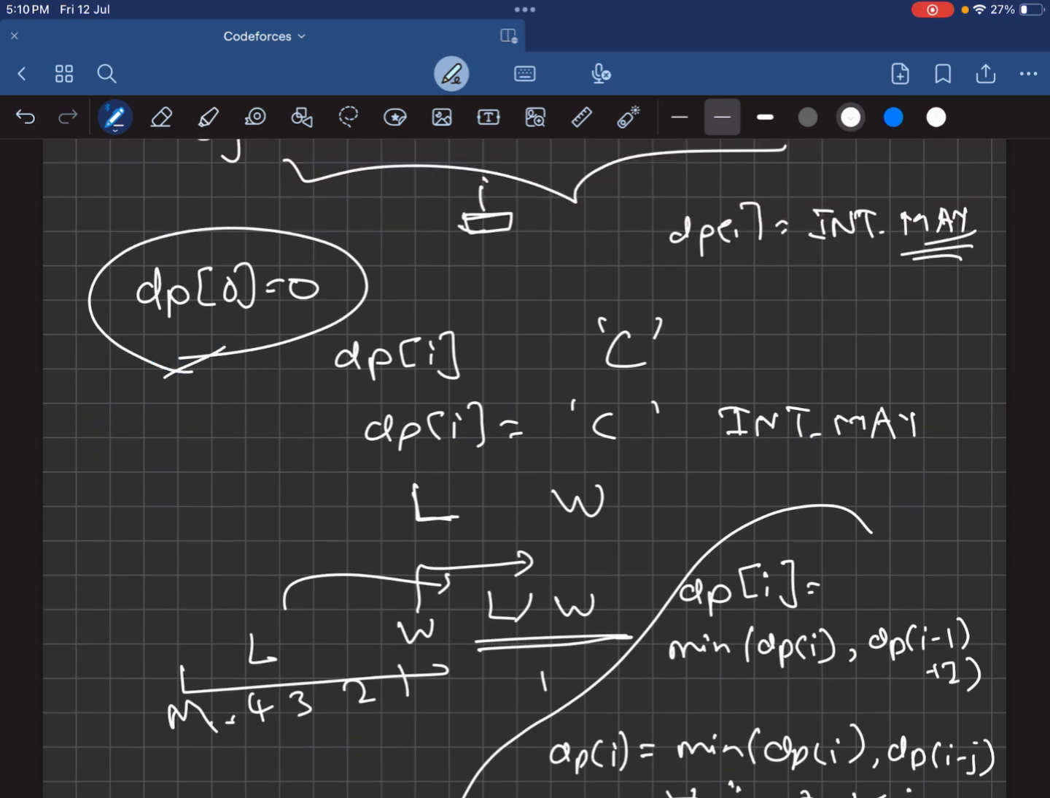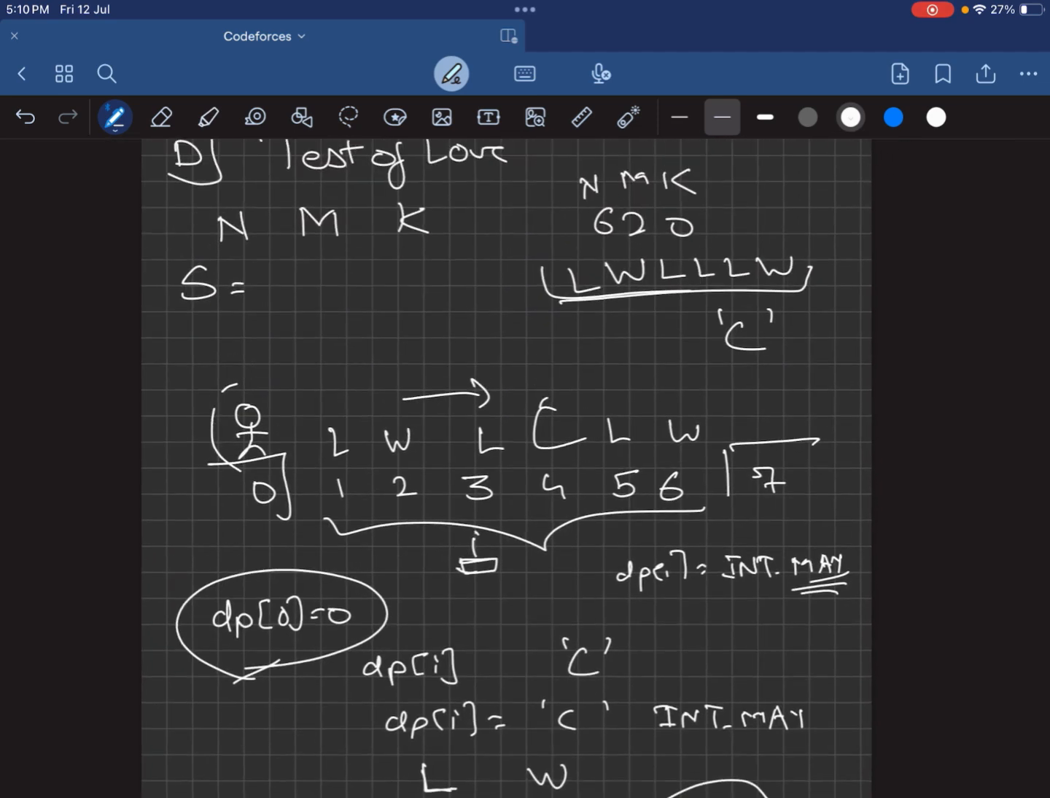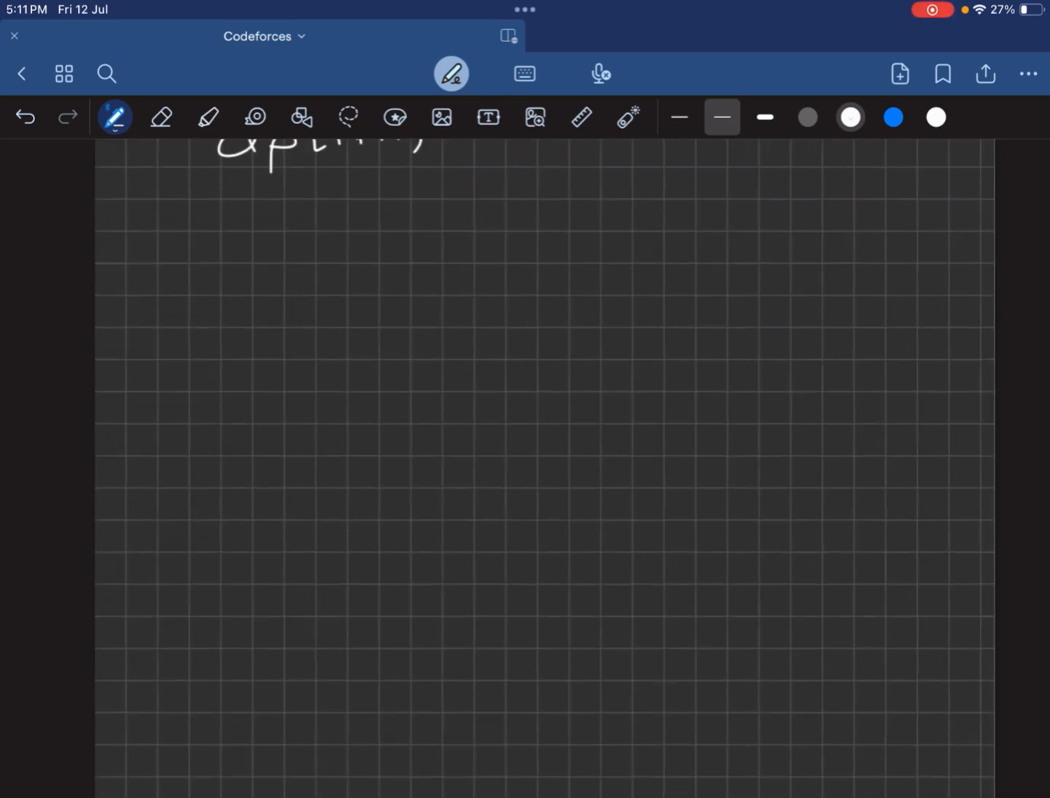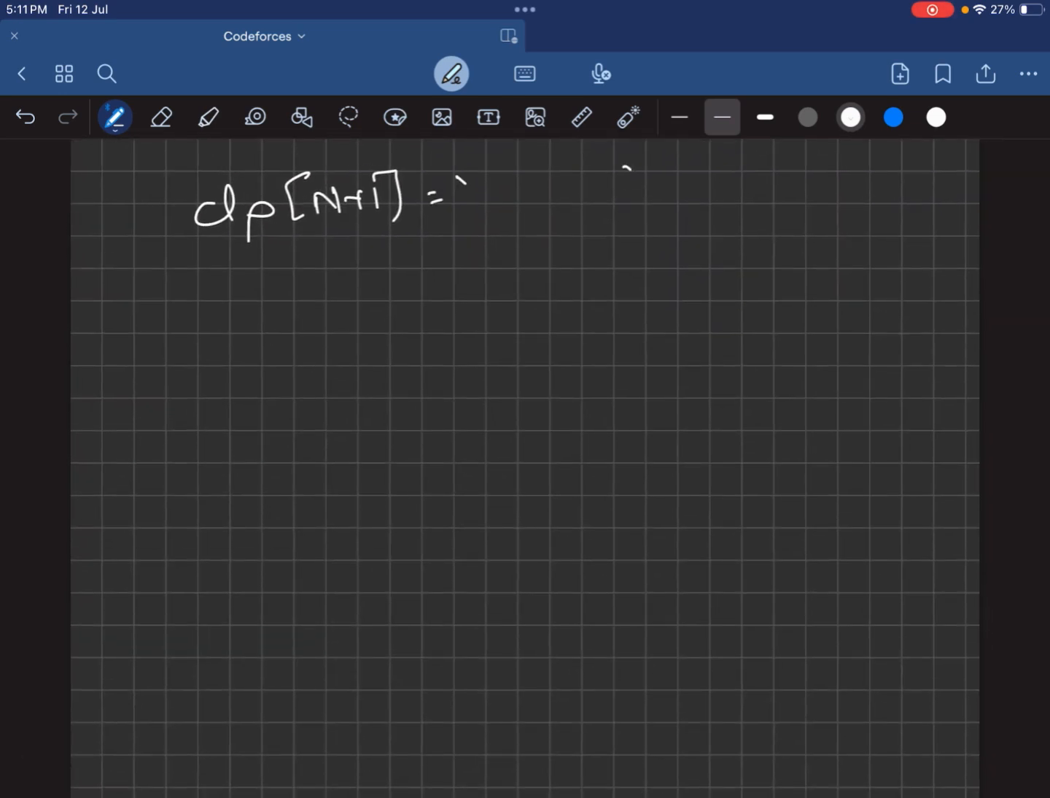This is the base condition, and finally you will get a value at dp of n plus 1. If this value is less than or equal to k, then you print yes, else you print no. So this was a very simple dp question.